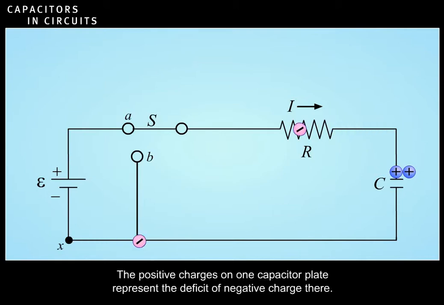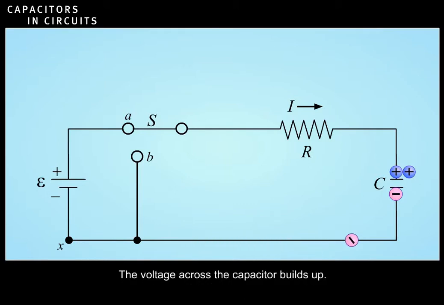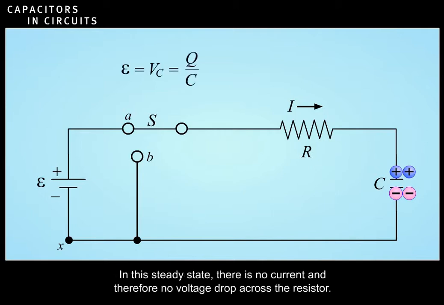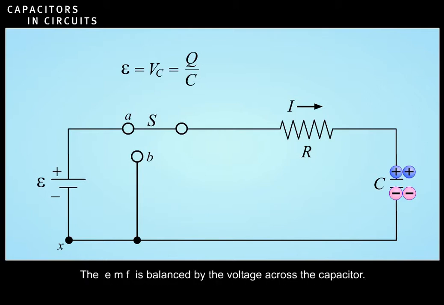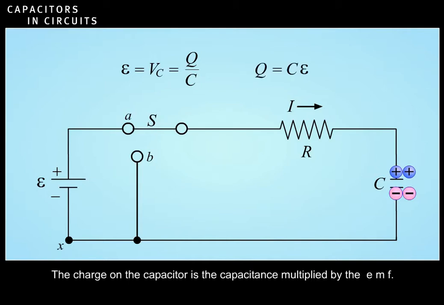The positive charges on one capacitor plate represent the deficit of negative charge there. The voltage across the capacitor builds up. The current decreases as this charge increases, and eventually approaches a steady state. In this steady state, there is no current and therefore no voltage drop across the resistor. The EMF is balanced by the voltage across the capacitor. The charge on the capacitor is the capacitance multiplied by the EMF.